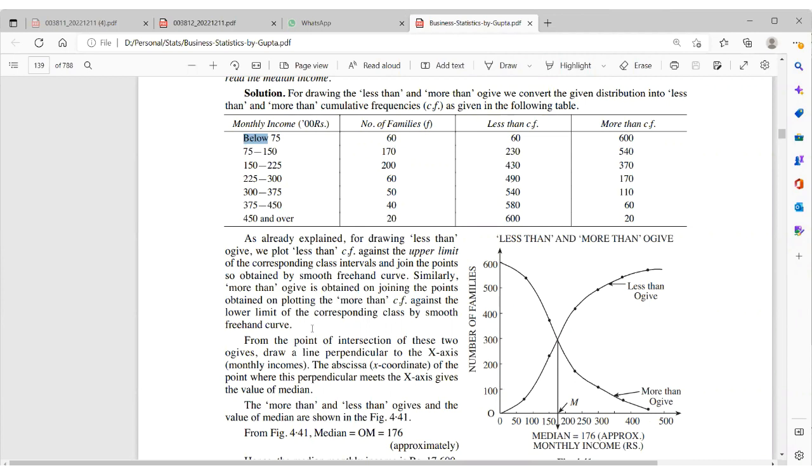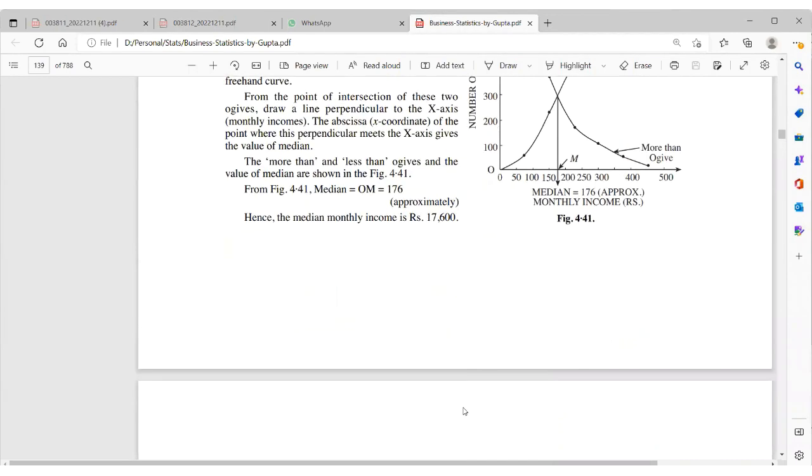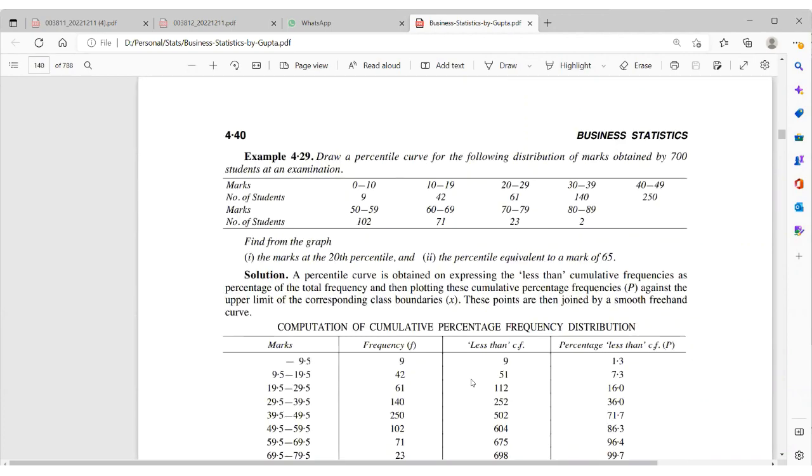We will do further in the coming classes what the median is and all, right? So this is the median. Is that clear? Yes, sir. This part is finished: curve graphs.